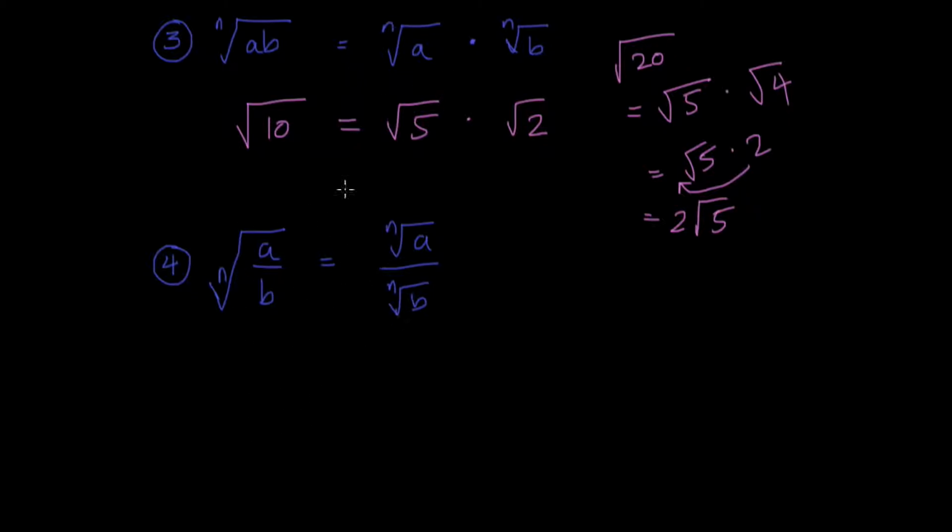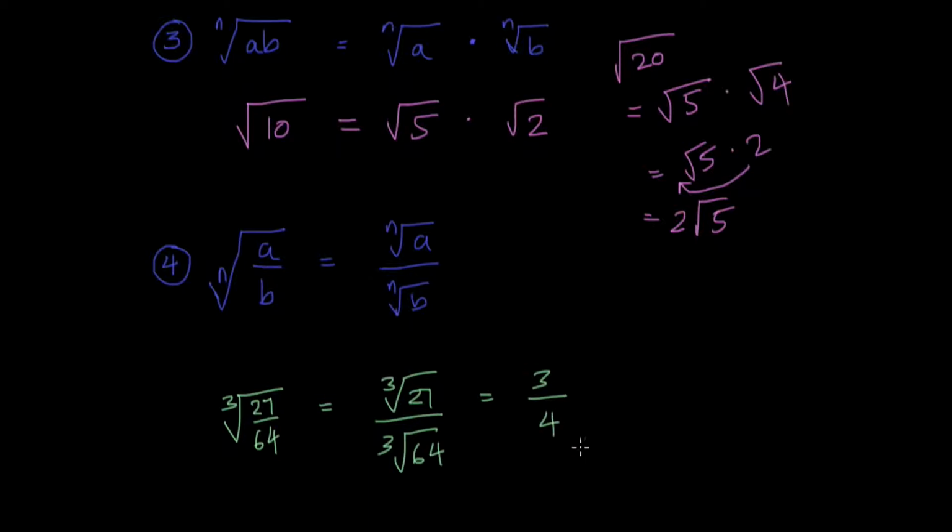So here we multiplied them out, but if we had a divided by b, the nth root of a divided by b, then that's the nth root of a divided by the nth root of b. So if I had the cube root of, let's make that 27 over 64, then that's going to give me the cube root of 27 over the cube root of 64. The cube root of 27 is 3. The cube root of 64 is 4. So I'm left with 3 over 4. So this is basically what these two laws are saying.